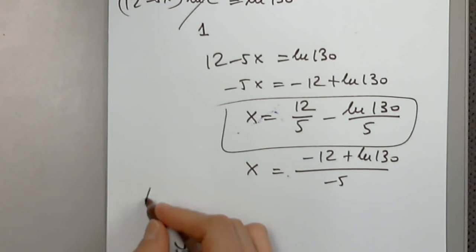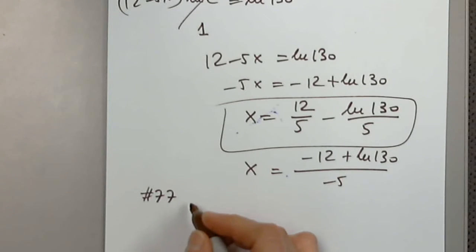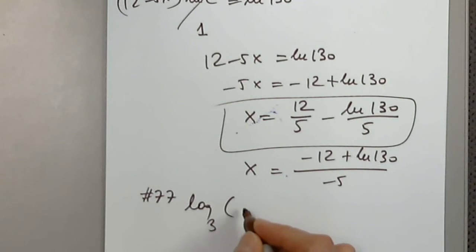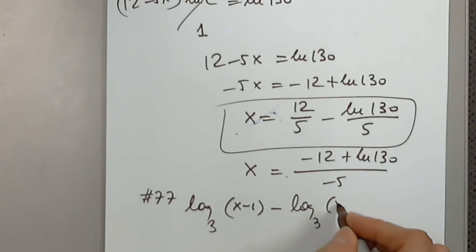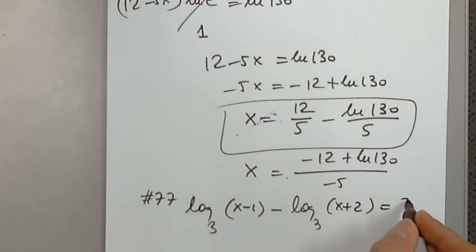So let's say 77, which is log base 3 of x minus 1 minus log base 3 of x plus 2 equals 2.